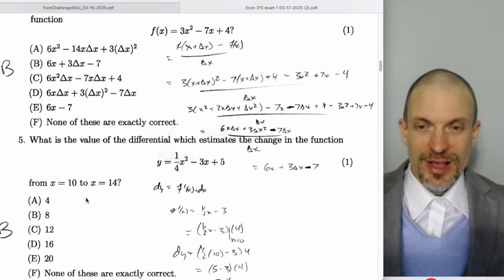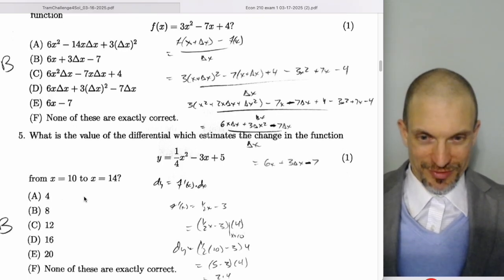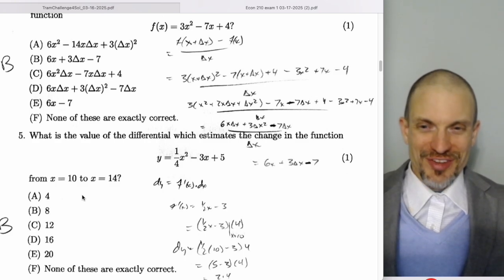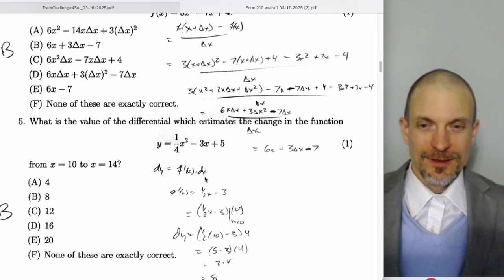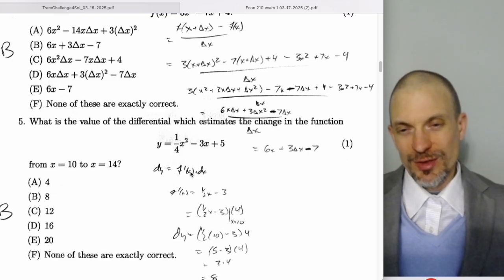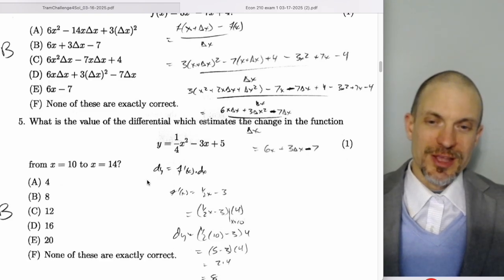Question 5. What is the value of the differential which estimates the change in the function? So the function is y equals 1/4 x squared minus 3x plus 5. The differential is going to be dy equals f prime of x times dx. So here's a small change in x times the derivative evaluated at x equals our estimated change in y.